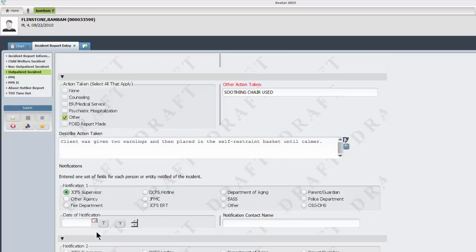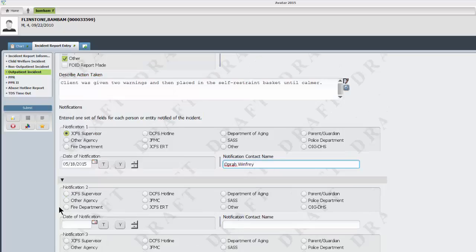So the JCFS supervisor was notified, and that was done yesterday, and that supervisor was Oprah Winfrey. And in this case, another supervisor was notified also, and in this case, that was Ruth Fruhoff.